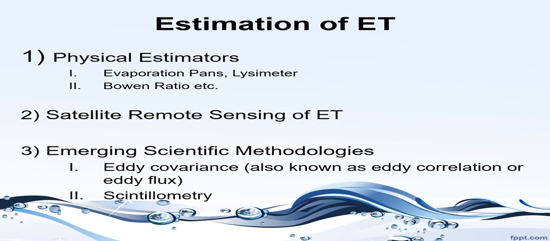Evapotranspiration can be estimated using many methods. We have physical estimators, and under physical estimators, you can use evaporation pans, lysimeter, Bowen ratio, etc. Another method is satellite remote sensing, then followed by emerging scientific methodologies. Under emerging scientific methodologies, you have eddy covariance, also known as eddy flux, and scintillometry.